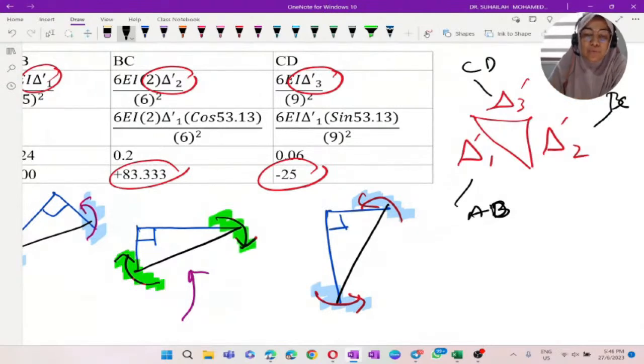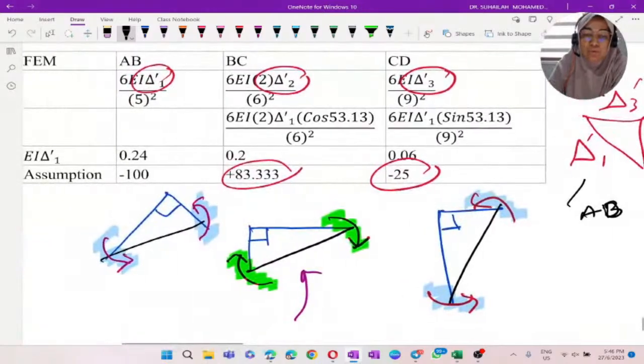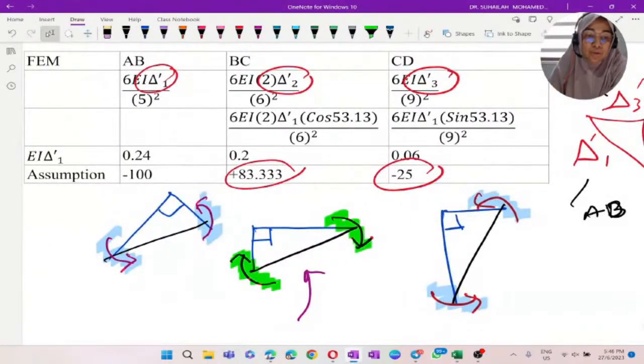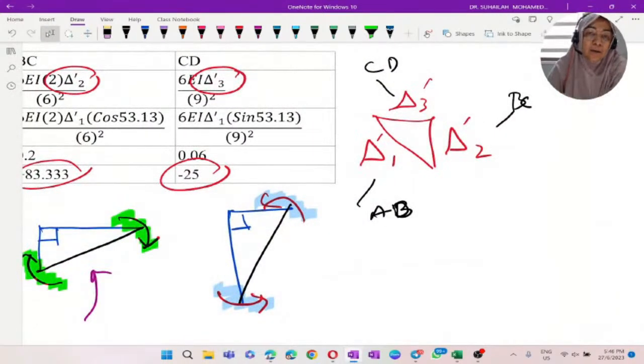Okay, so we have to change into one term. So we choose to stick to EI delta 1 prime. So we have to change delta 2 prime and delta 3 prime in terms of delta 1 prime. So we have to use trigonometry to relate all this. We have to have the angle. One angle is necessary.